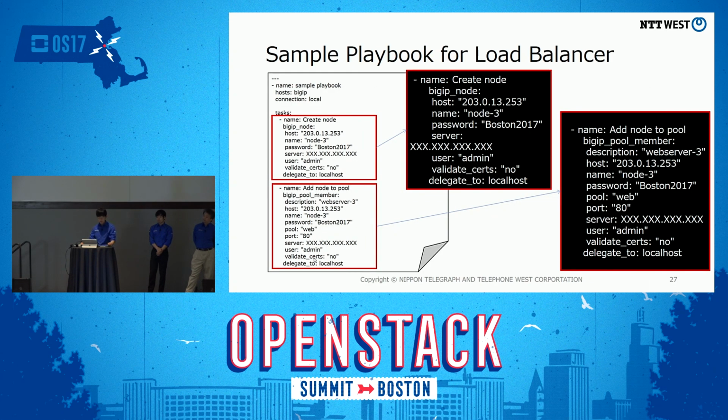Next, I'll show you an example playbook for the F5 load balancer. This playbook registers a node and adds that node to a pool. This playbook consists of two tasks too. In the first task, we register the node named node3 to the BIG-IP. We write variables including information of the node. In the second task, we add that node to the pool named web.